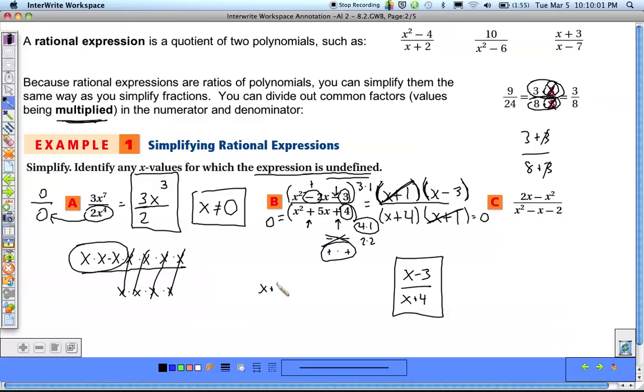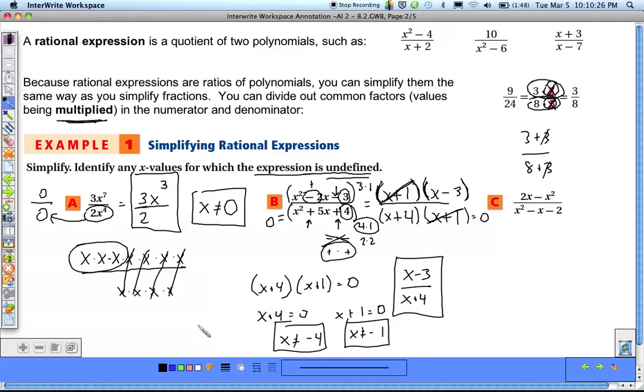The way that we solve a quadratic that's already factored, with these two things set equal to 0, is we just need to set each one equal to 0 itself. And when we set them both equal to 0 and solve them, we get x equals negative 4 and x equals negative 1. Those are the two values that will make the denominator equal to 0, so those are the two values that we do not want x to be equal to. So to make this an undefined expression, x would have to equal negative 4 or negative 1, so now we don't want x to be those two numbers.